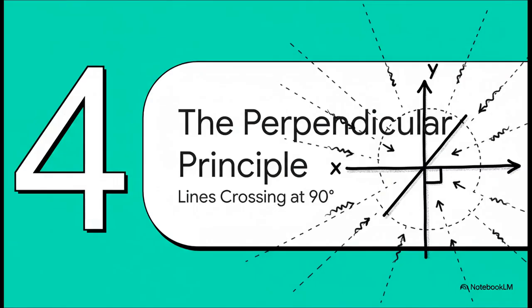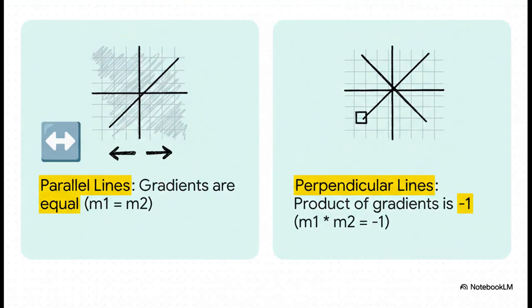All right, so we've handled single lines. But what about when two lines meet? And I don't mean just meet anywhere, but what happens when they cross at a perfect 90-degree angle? This is super important. For parallel lines, it's pretty easy, right? They're going in the exact same direction, so their gradients are identical. But perpendicular lines have this really cool special relationship. If you multiply their gradients together, you always get -1. It's like one line's slope is the perfect geometric flip of the other. This rule is our third tool.